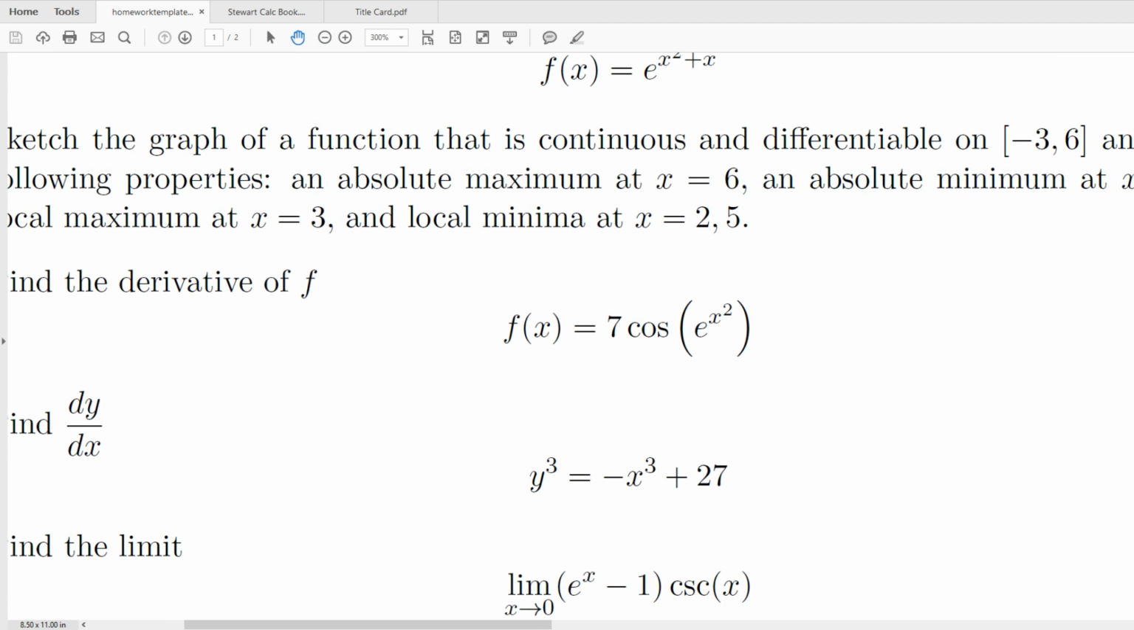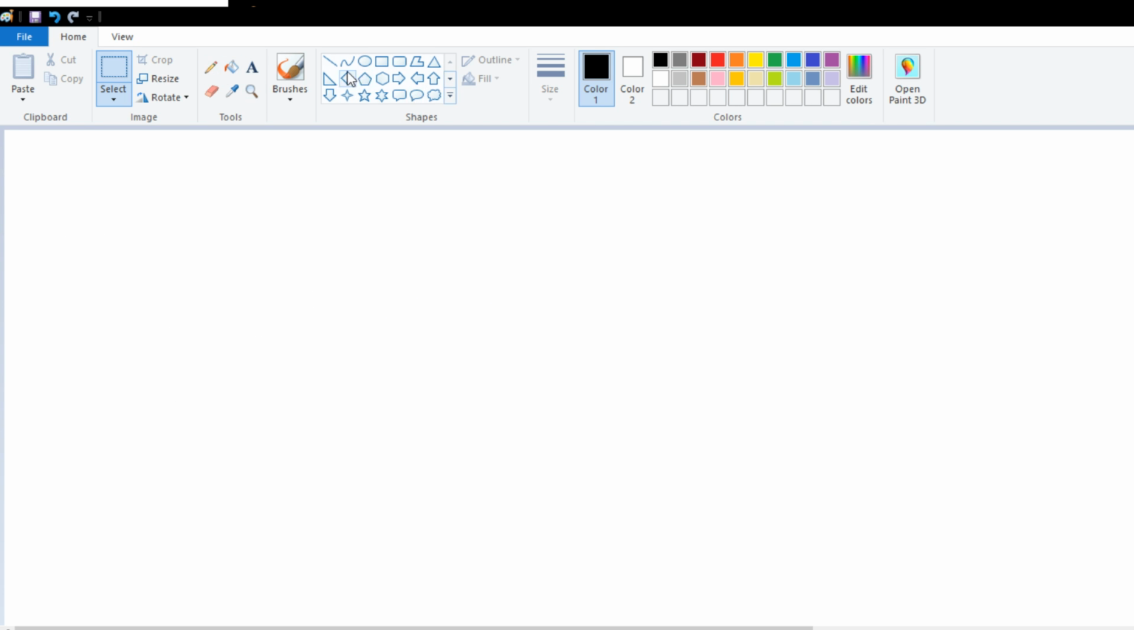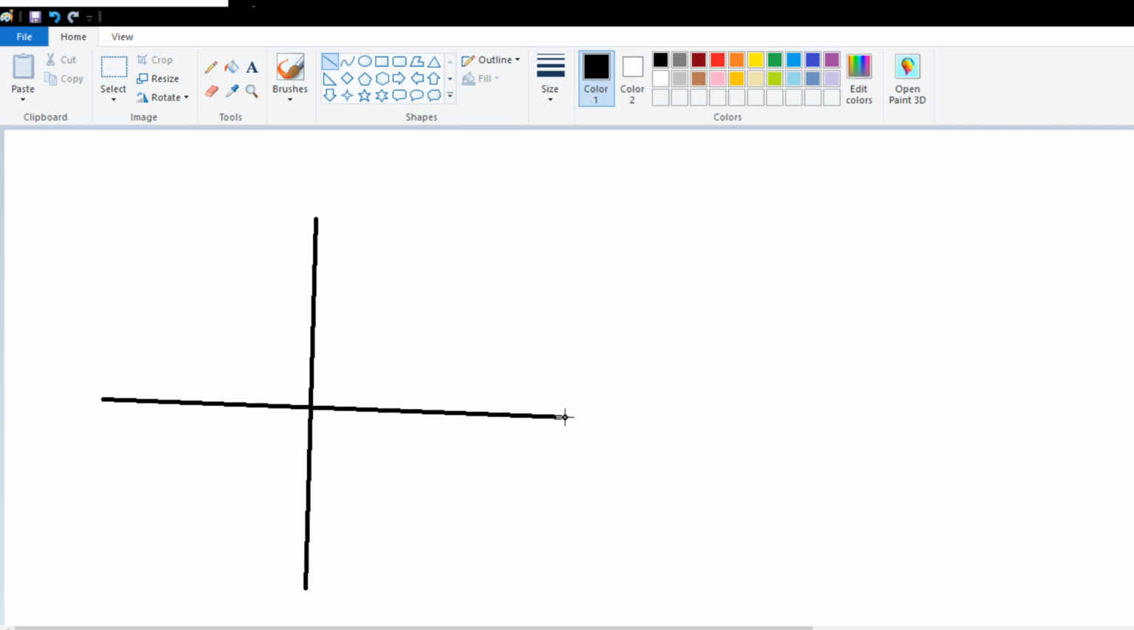Okay, so let's do that. There we go. So let's get some coordinate grid down. The first thing it wanted was an absolute maximum at x equals 6. So let's just draw that here. So there's our absolute maximum. And an absolute minimum at -3.